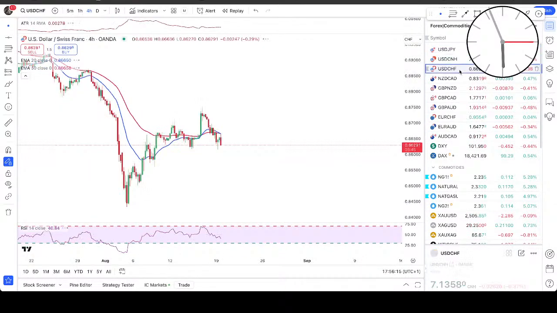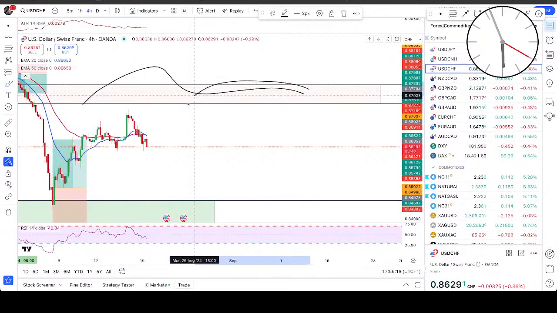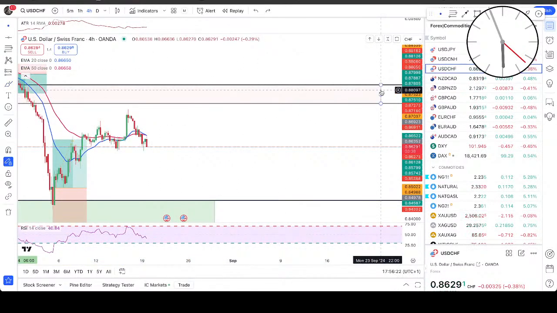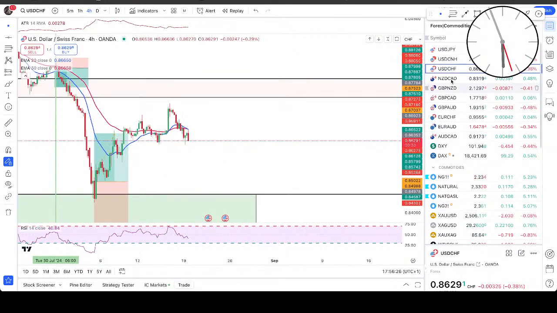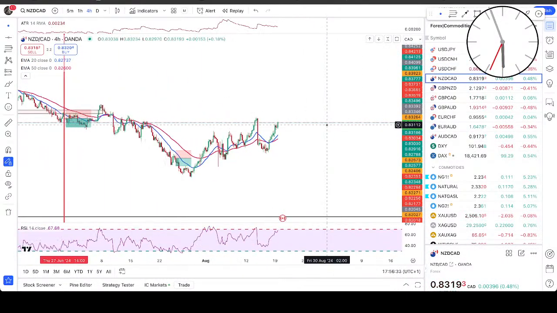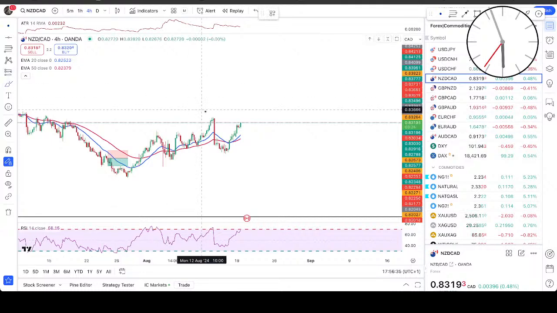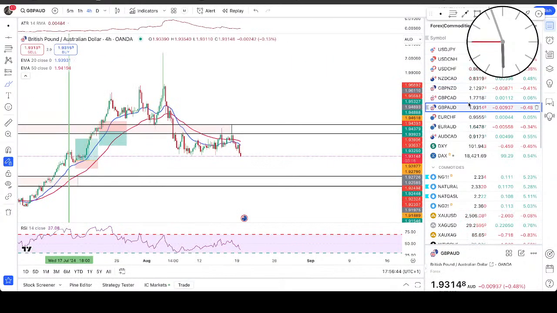USD JPY is done. USD CHF, you have received the report already, so look at this zone for your possible trades. Yep, you should have received this as a report. NZD CAD, just a pullback entry above this high, so only bullish trade for NZD CAD as well. So only two trades I've found which I've just sent.